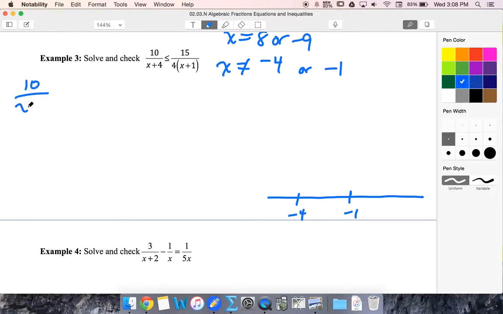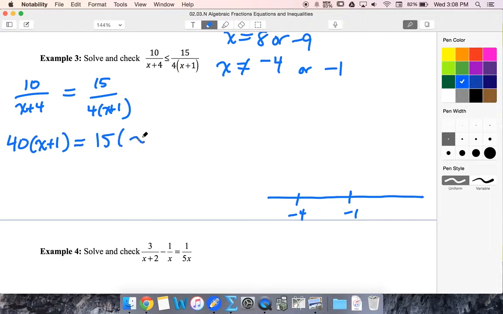So if 10 over x plus 4 is going to be equal to 15 over 4x plus 1, again, I want to make a common denominator to look at equality. So my common denominator is going to be 4 times x plus 1 times x plus 4. So I multiplied 4 times x plus 1 by my 10. That's going to have to equal 15 times my x plus 4. Again, I can ignore the common denominator because equality means that I have to have equal denominators.